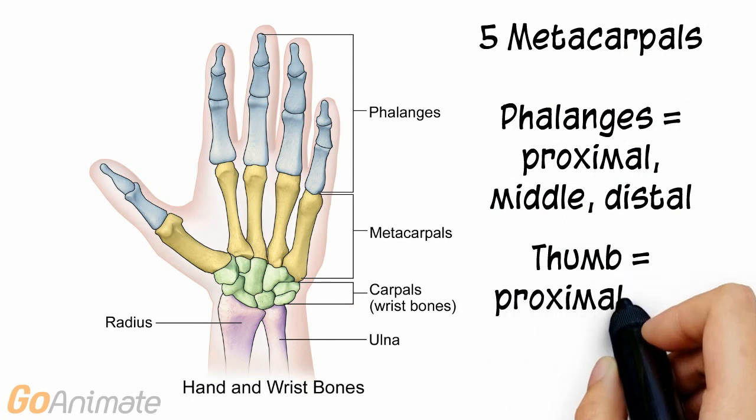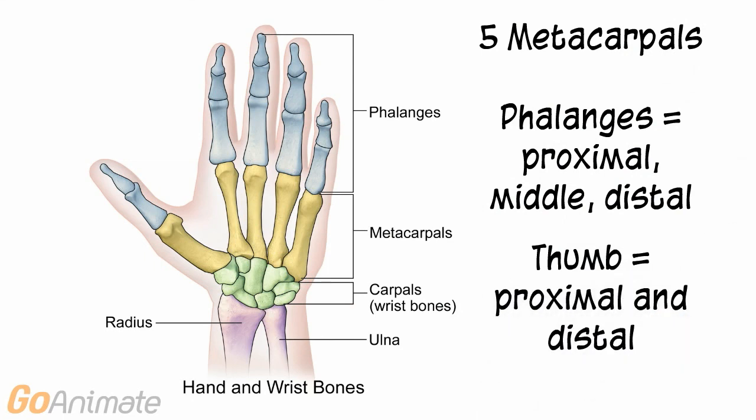The finger bones are called the phalanges. There are proximal, middle, and distal phalanges in the fingers, but the thumb only contains proximal and distal phalanges.